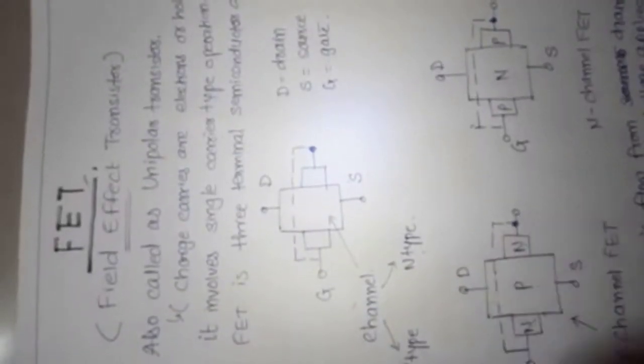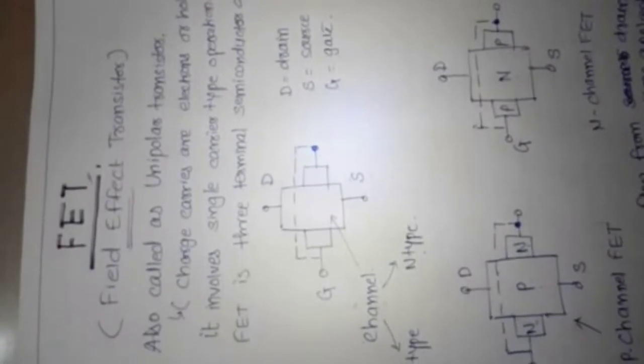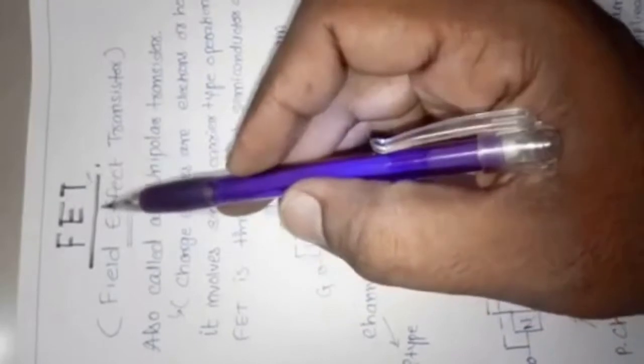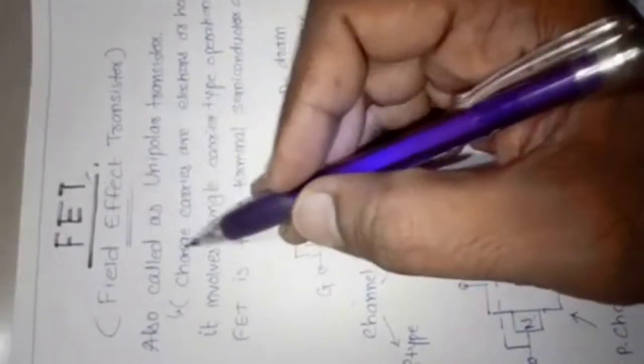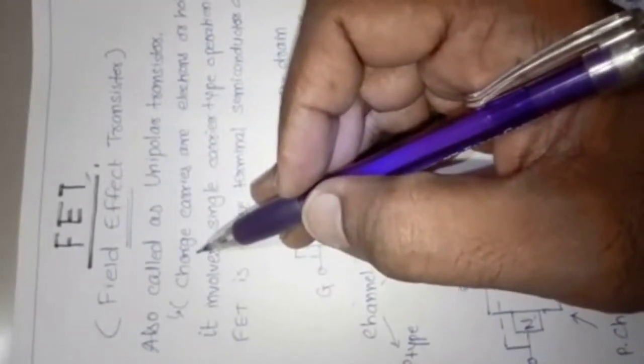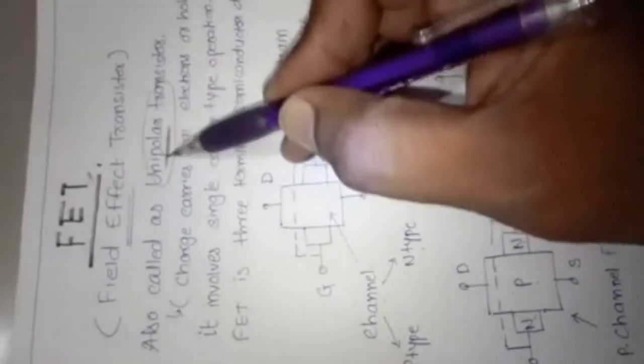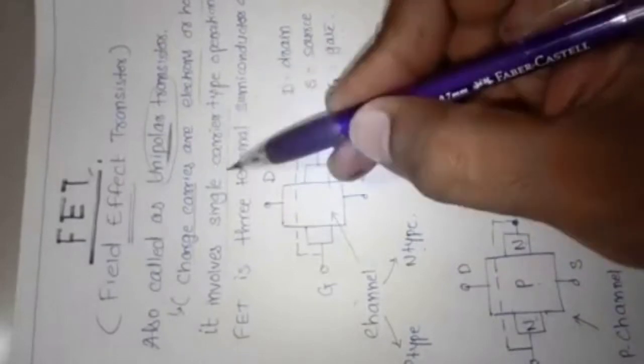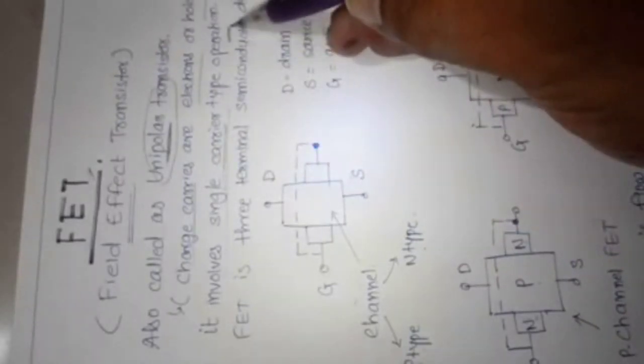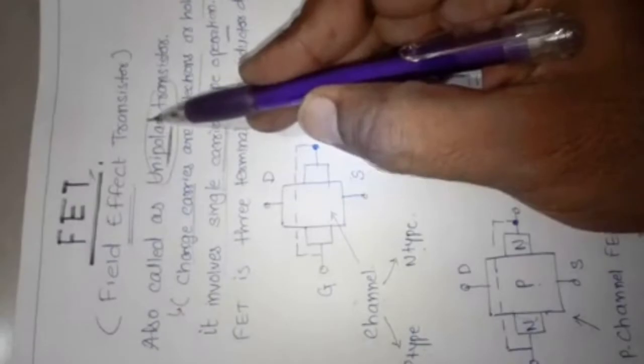Dear friends, today we are discussing field effect transistors. A field effect transistor's construction is similar to a transistor's, but there are some differences. It is also called a unipolar transistor. Why is it called unipolar? Because either electrons or holes, a single type of charge carrier, are involved in the operation. That's why it's called unipolar.